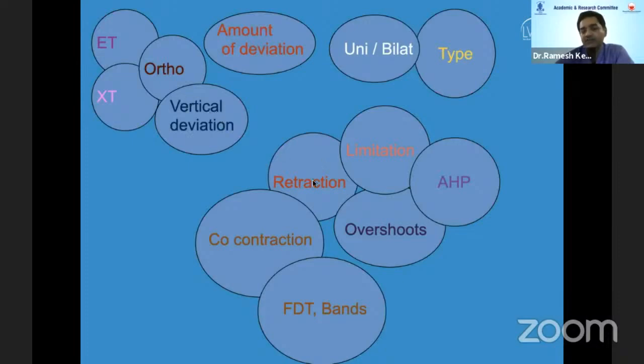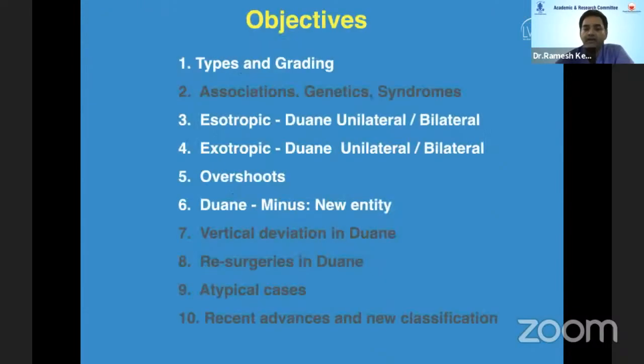And all of us know retraction, co-contraction, and overshoot are a part of Duane syndrome. We also have to consider whether it is unilateral or bilateral, and even the type. It can be one type in one eye, and another type in the other eye. And obviously, intraoperative findings like FDT and presence of bands are very, very important.